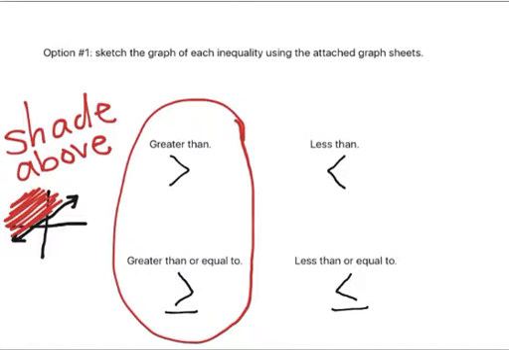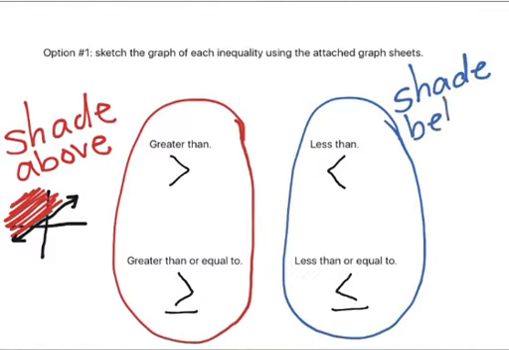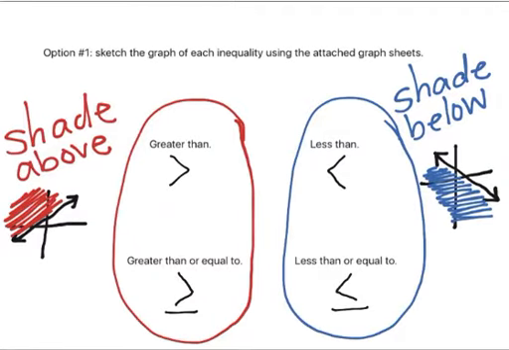The less than symbols over here, if I have a less than symbol, it's important to know that we shade below. So if I have a graph that looks something like this, we have to know how to shade below that line. That would be everything down here below that line we would color in. Okay, so 2 things. Greater than, shade above. Less than, shade below. That's what our inequalities tell us first. Let's go ahead and take a look at the next thing that our inequalities show us.